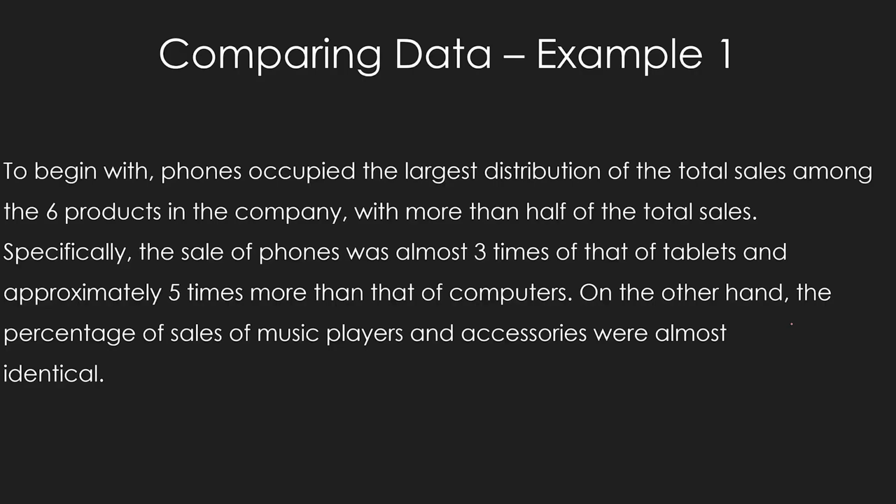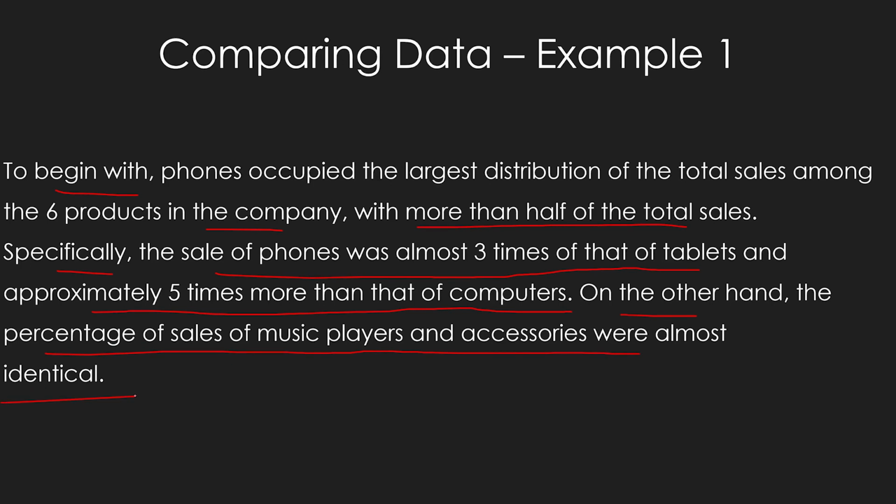So here's an example 1. To begin with, phones occupy the largest distribution of total sales among the 6 products in the company, with more than half of the total sales. Specifically, the sale of phones was almost 3 times of that of tablets and approximately 5 times more than that of computers. On the other hand, the percentage of sales of music players and accessories were almost identical.